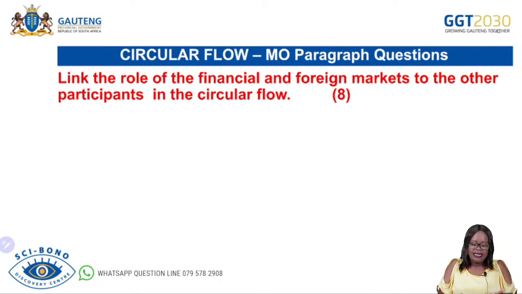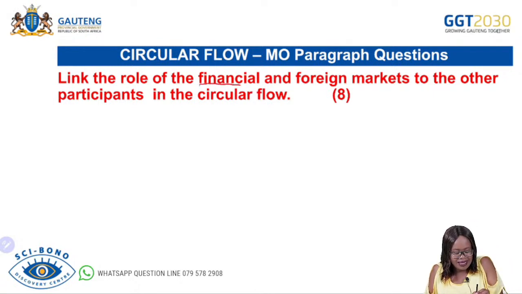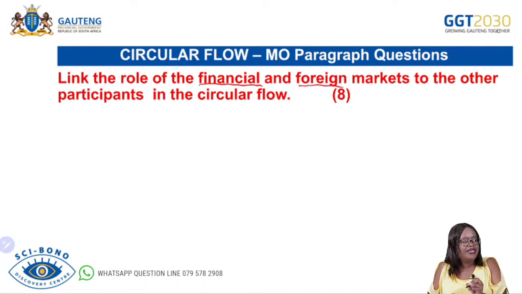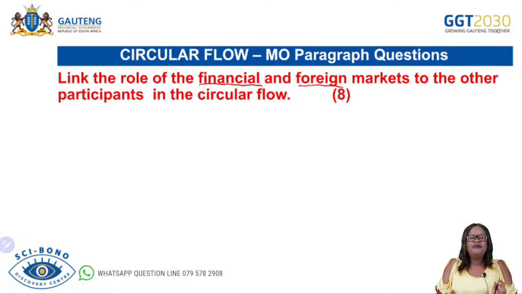Looking at another question, it says, link the role of the financial and foreign market to the other participants in the circular flow. When you look at this question, you will realize that we have 2 markets being mentioned here: the financial market as well as the foreign market. Because it is an 8-mark question, we are going to need to divide it into 2, meaning we are going to focus on the financial market with 2 points and another 2 points for the foreign market.